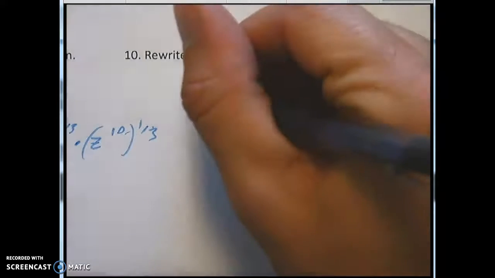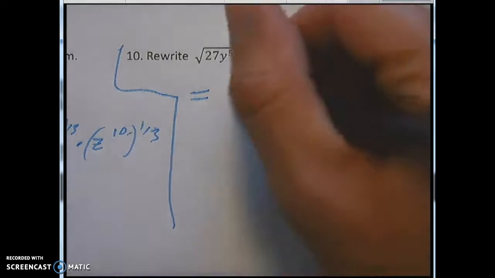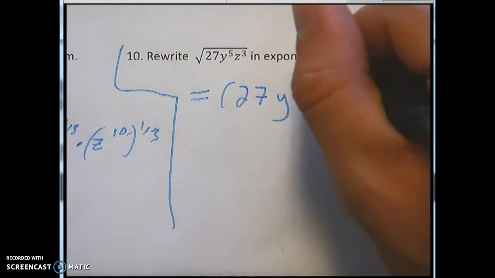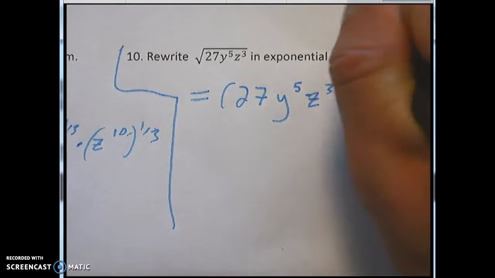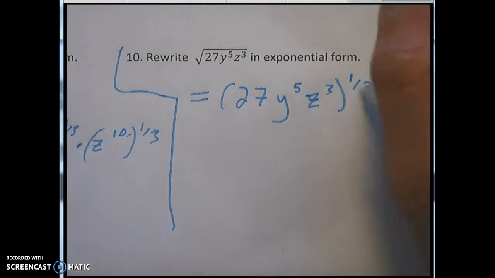You just need to realize that a cube root is the same as raising the whole thing to the 1/3 power. So I'm going to rewrite this as 27 times y to the 5th times z to the 3rd, all to the 1/3 power. Actually, it's the 1/2 power because it's a square root.